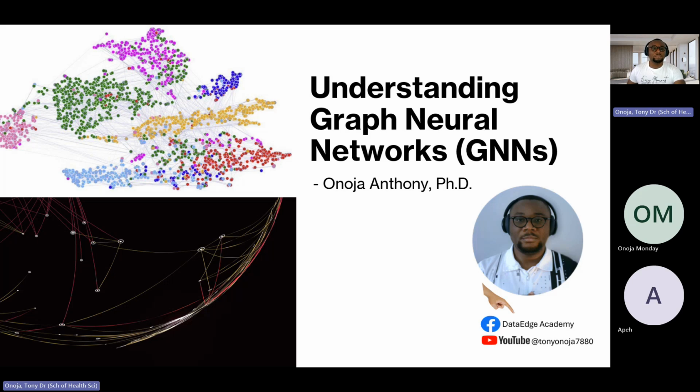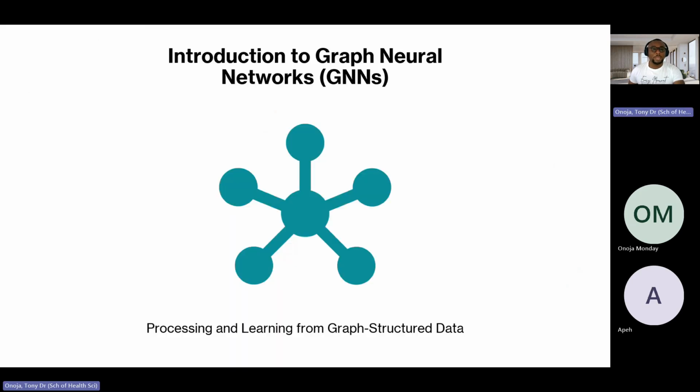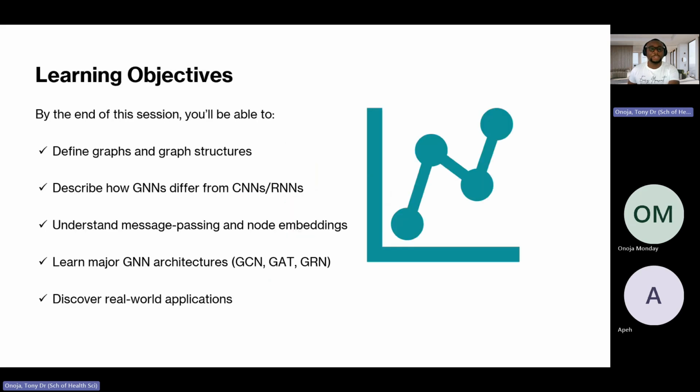So today we are going to be looking at how we further strengthen our knowledge in the area of graph neural networks. We want to look at how we could learn these graph structures, what they mean, and where the traditional neural networks fail.